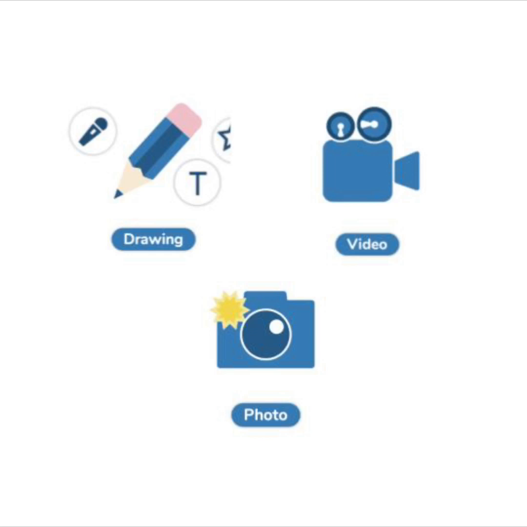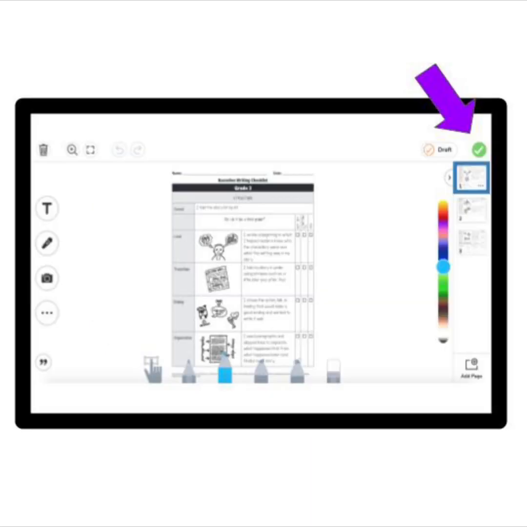Check out our how-to videos on using the drawing, photo, and video tool to learn more about the ways you can edit and enhance these types of uploads. Just be sure to press the green check to save your uploaded and enhanced work to your journal. The green check looks like this. And you will find the green check at the top of your screen.